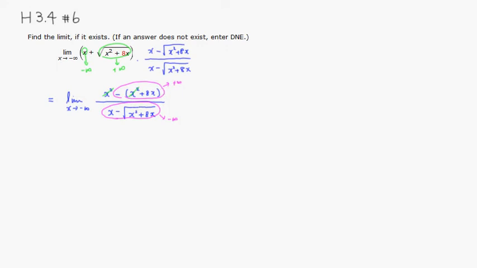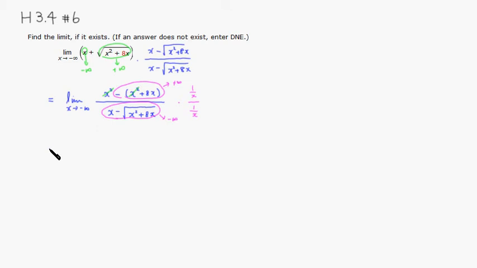So we're going to do the other trick. We're going to multiply top and bottom. Look for the highest power on the bottom, so that seems to be x, because the square root of x squared is equivalent to just x. So I'm going to just divide top and bottom by x.